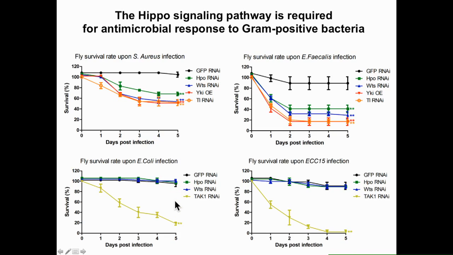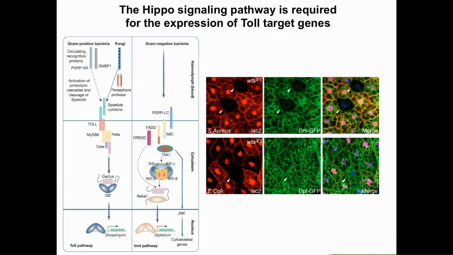Okay, there's no defect. On the other hand, if you look at a knockdown of a canonical IMD pathway component, such as TAK1, these flies are very sensitive. So, consistent with this idea of specificity at the level of bacterial sensitivity, he looked at the expression of the specific readouts of these two pathways, Drosomycin versus Diptericin.